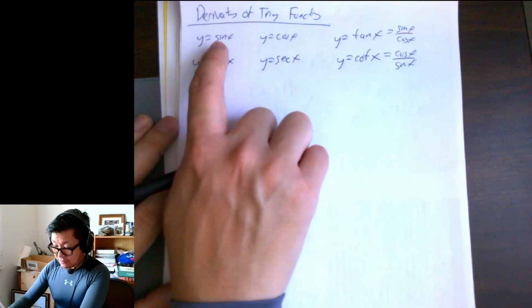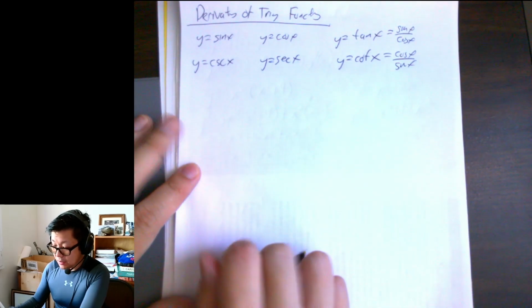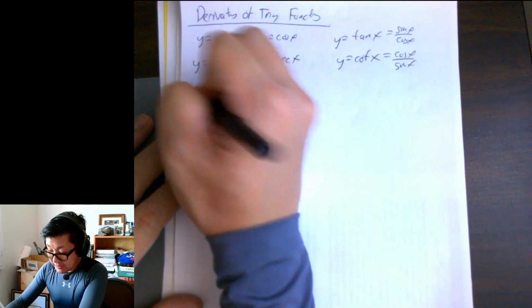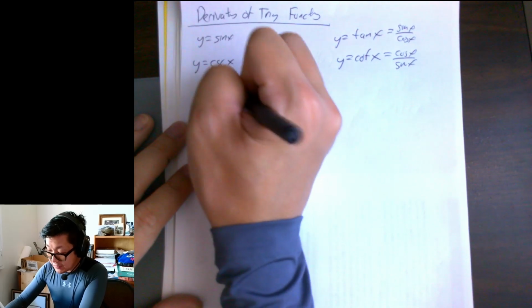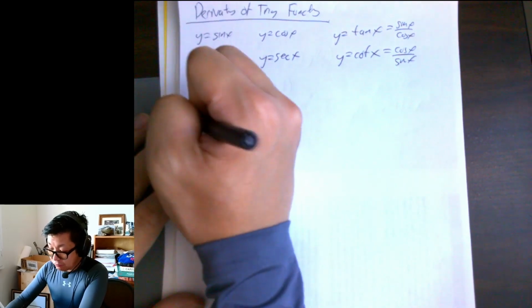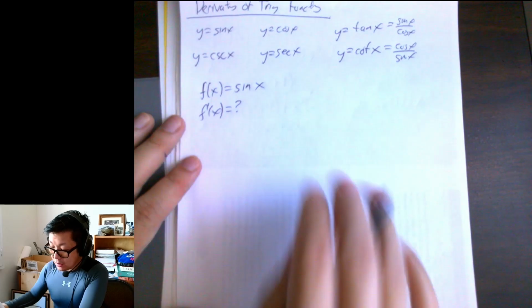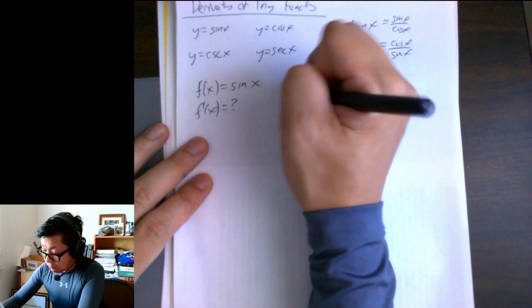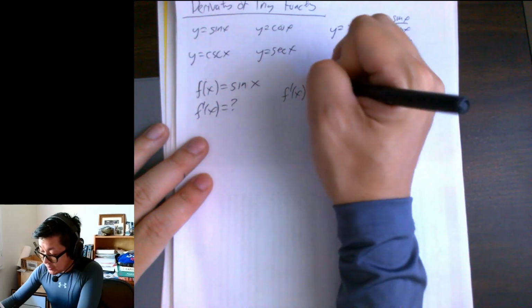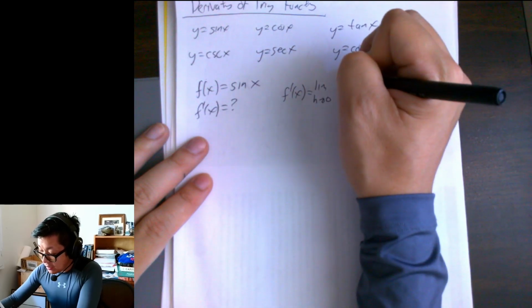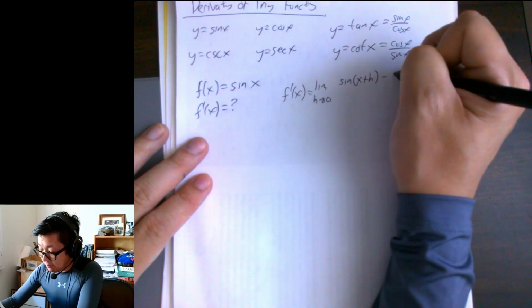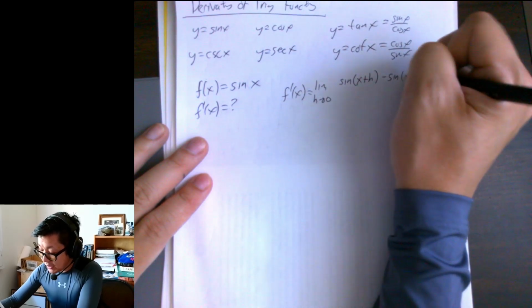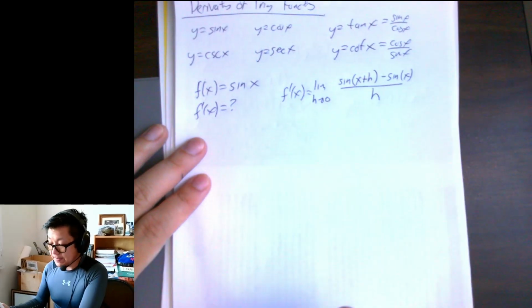Let's start with the derivatives of sine and cosine. So we are going to start with the limit definition. If our function is sine x, and we want to find the derivative of this, the derivative as a function of x is the limit as h approaches 0 of our function at x plus h minus our function at x, all over h.